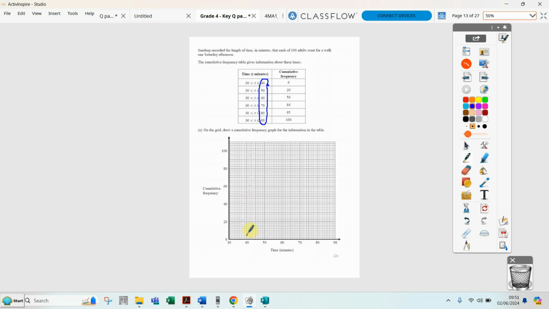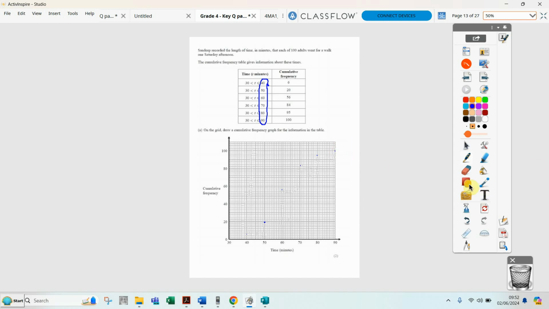Now this one's going up, every one square is worth 2, so you've got to just read the scale carefully here. 50 goes to 20. 60 goes to 56, so 60, 58, 56. 70 goes to 84, 80, 82, 84. 80 goes to 95, 90, 92, 94, 95, and 90 goes to 100.